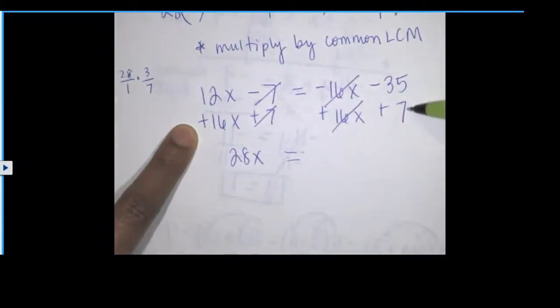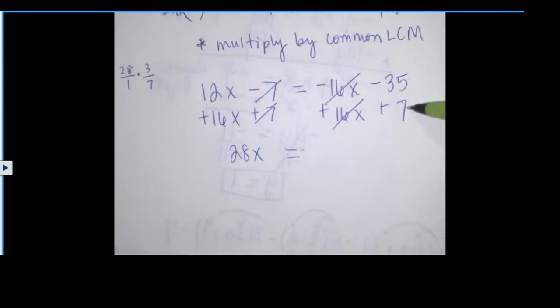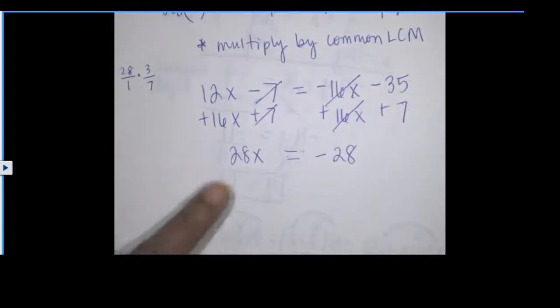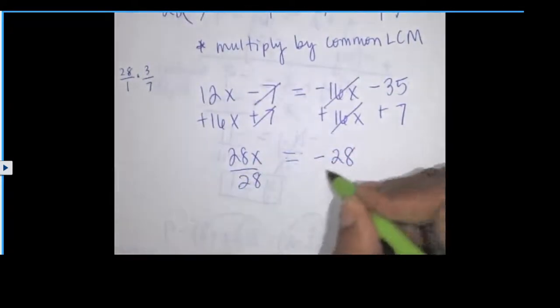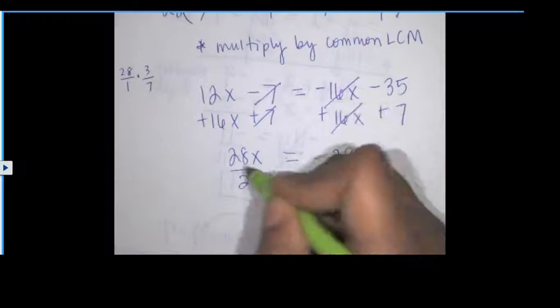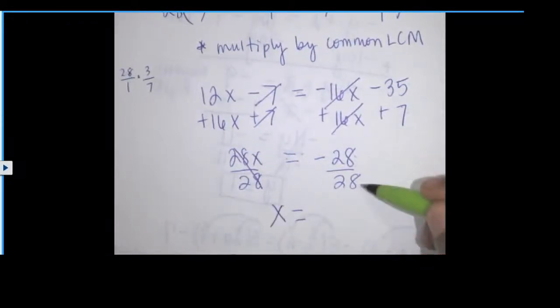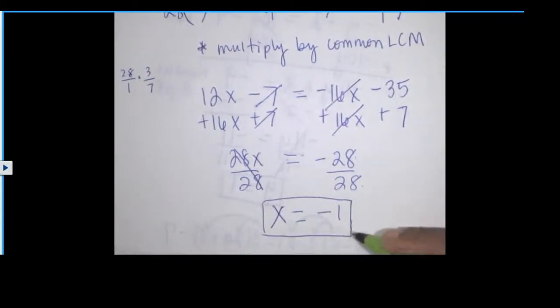And again, we're going to subtract these two, and we should get -28. Yes, -28. Of course, we're still trying to solve for x, so we're going to divide by 28 on both sides. This divides in there 1 time, so x is now by itself. This is a -1. So the answer to this one is x is equal to -1.